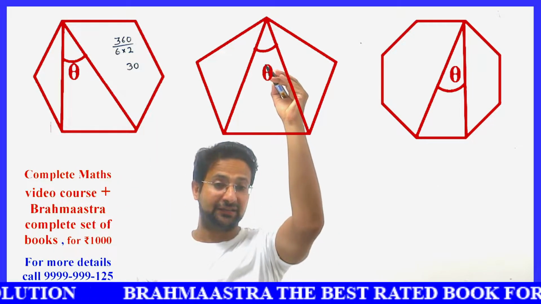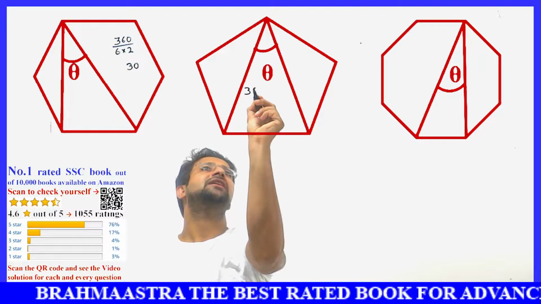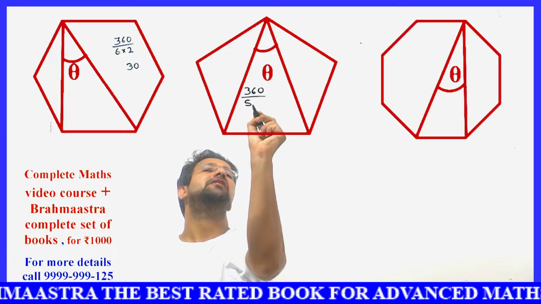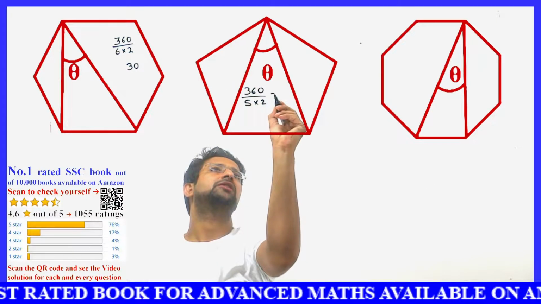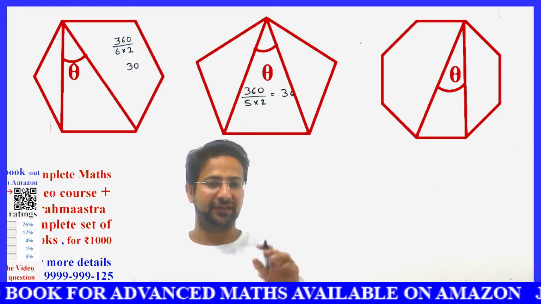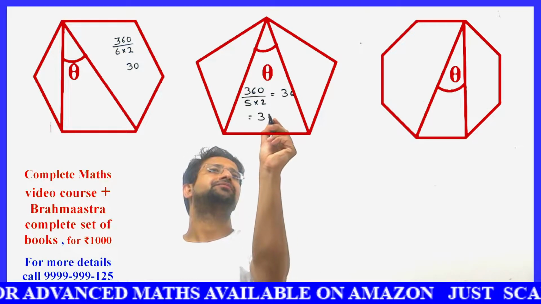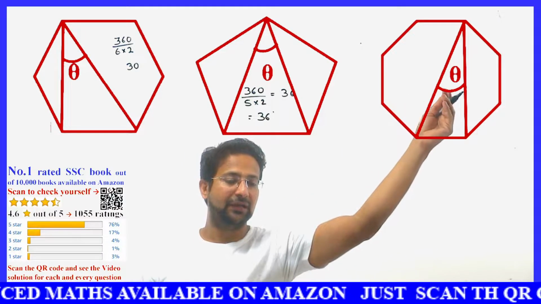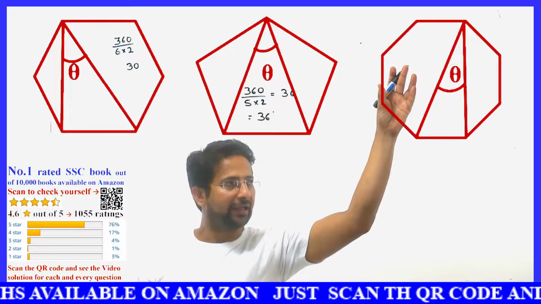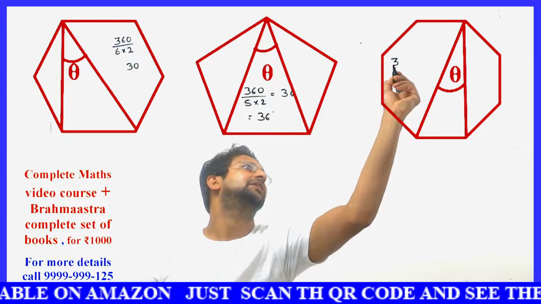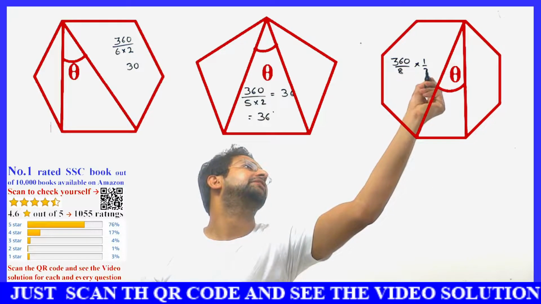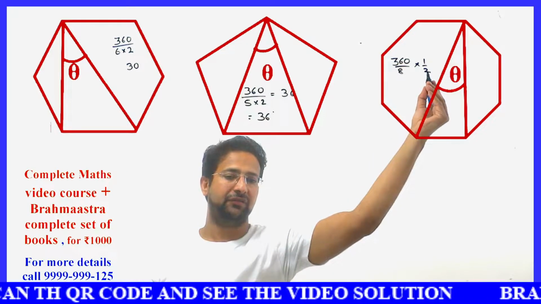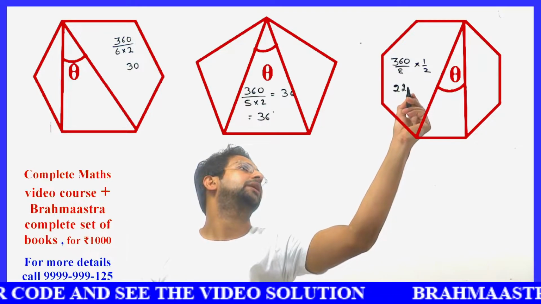This is theta. This theta will be 360 divided by 5, further divided by 2. Okay, because this is a pentagon. So this comes out to be 36 degrees. The next one will be, this is an octagon, 8 sides. So your answer will be 360 divided by 8 and further divided by 2. This is 45 divided by 2, which will be 22.5 degrees.